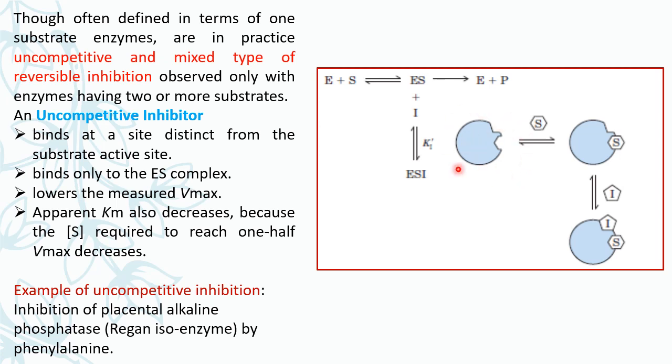Definitely there are two separate sites for binding of the substrate and inhibitor. Not like competitive inhibition, where substrate and inhibitor compete for the same single site. Not that. Substrate has its own binding site and inhibitor has its own binding site, but this inhibitor binding site opens up only after formation of the ES. This is the peculiarity or typical nature of uncompetitive inhibition.